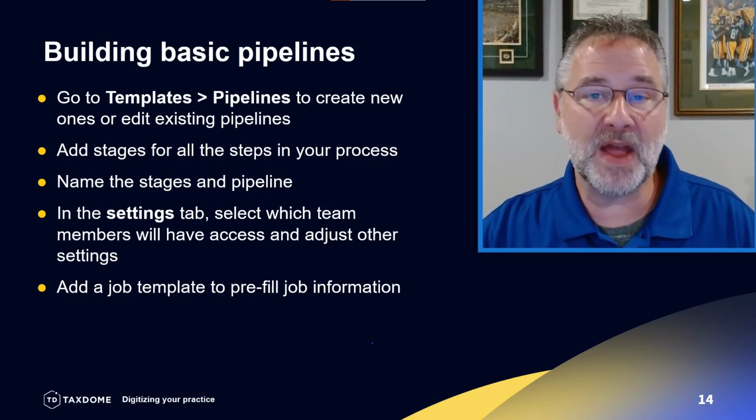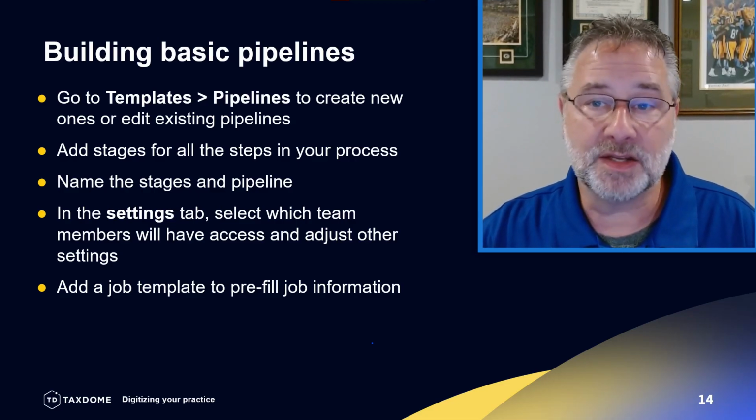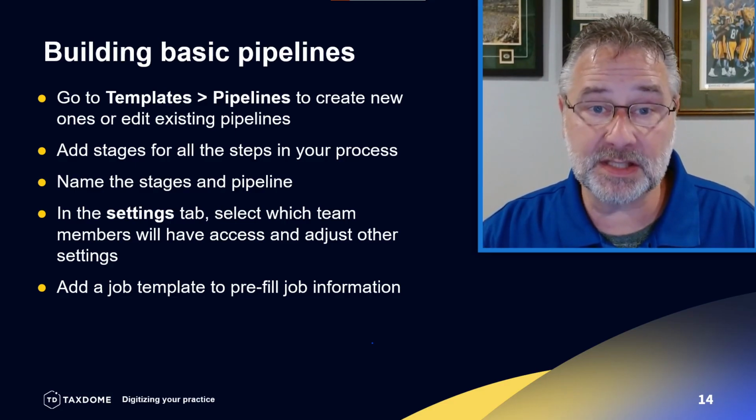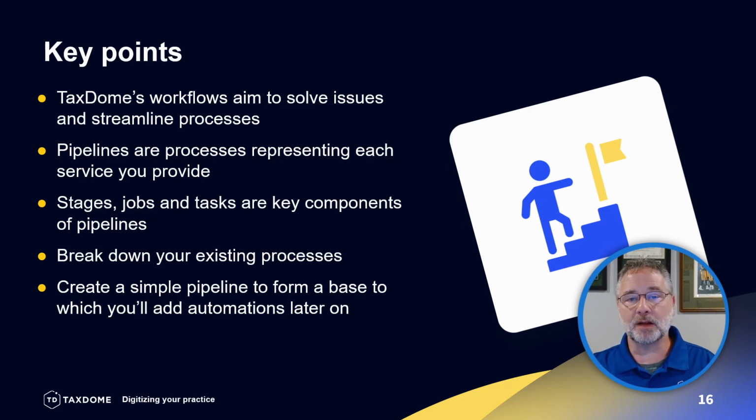Now, this covers the basics of what you need to focus on initially. The steps to building out your process as a pipeline are very straightforward, so you should do this as soon as possible. Now, let's take a moment to go over everything important. The goal of TaxDome's workflows is to solve your issues with organization, time management, efficiency, repetitive tasks, and more. All of that can be accomplished by setting up unique processes that we call pipelines. The most important parts of pipelines are the stages, jobs, and tasks, which respectively are the steps of the process, the entries used to track the progress you're making for your clients, and the actions you need to complete to make progress.